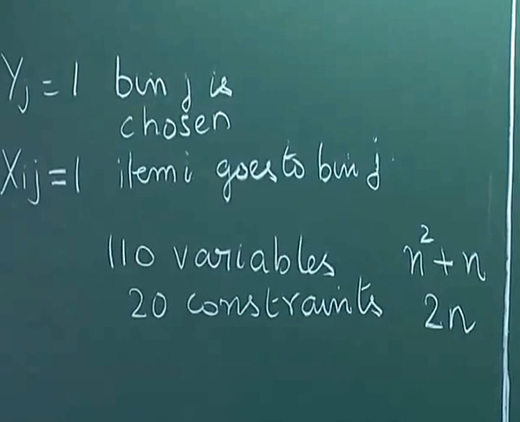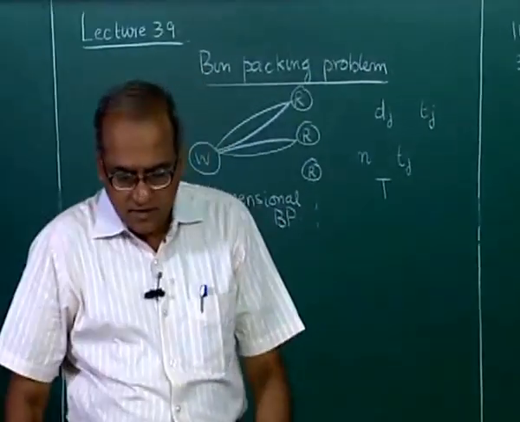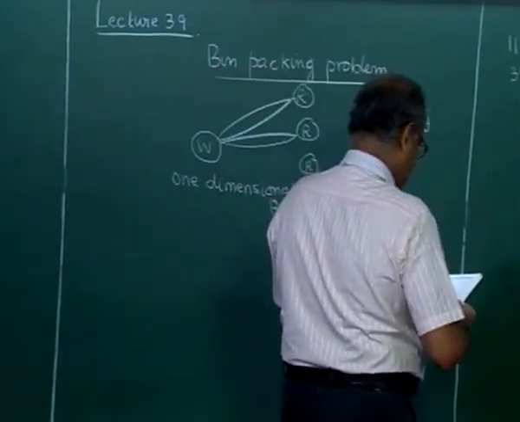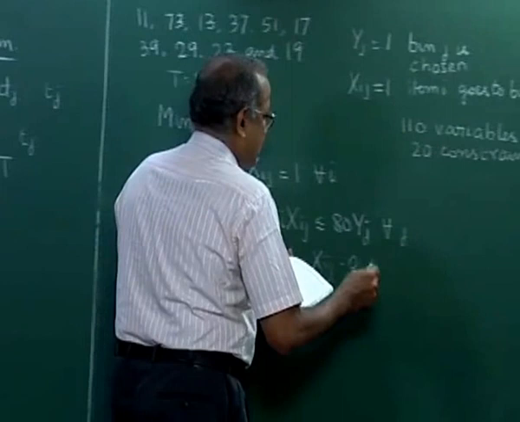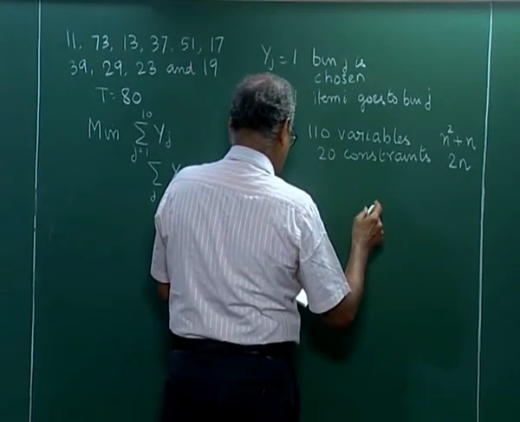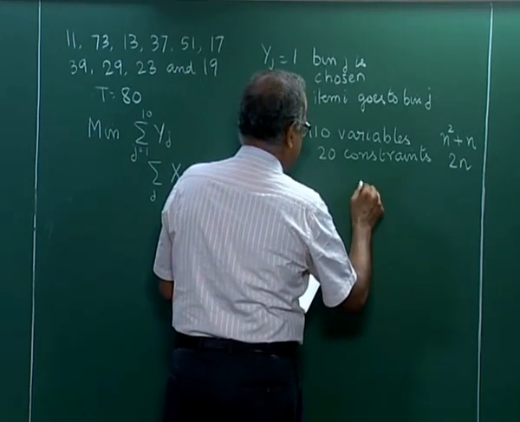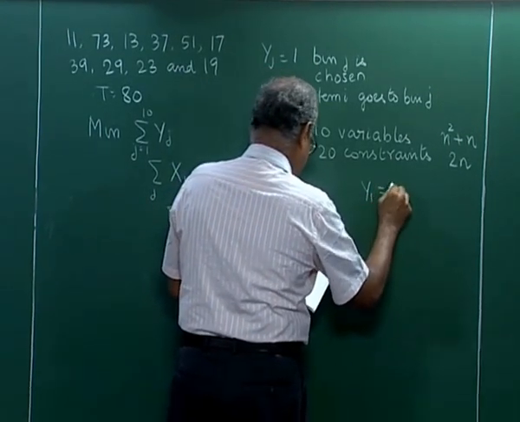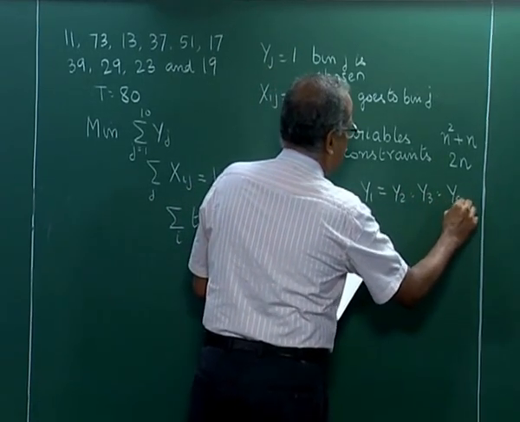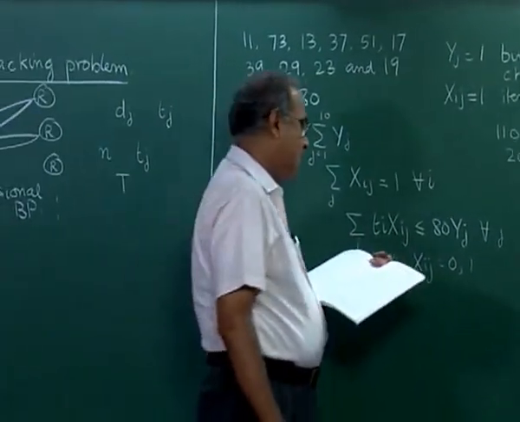Now we can solve this optimally, and when we solve this optimally, we would get a solution which would be like this: y1 equal to y2 equal to y3 equal to y4 equal to 1, which means 4 bins are chosen.